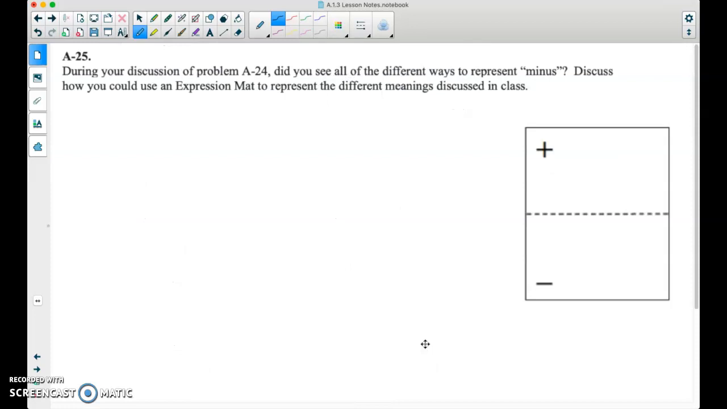All right, so basically when we're looking at A.1.3, the biggest thing that we should notice is that when we flip things back and forth on our expression mat over here, the minus really flips everything. It kind of causes the whole thing to reflect over and basically changes the value of those tiles.